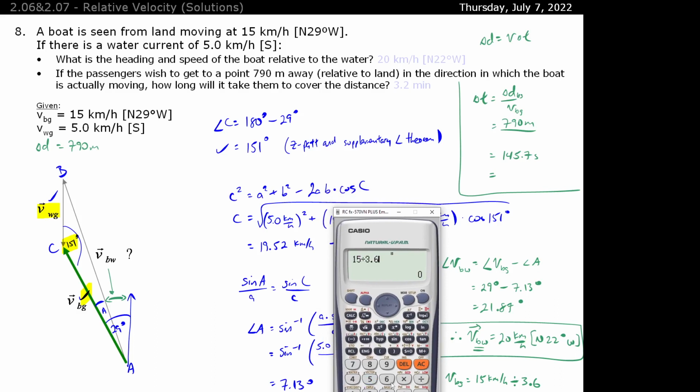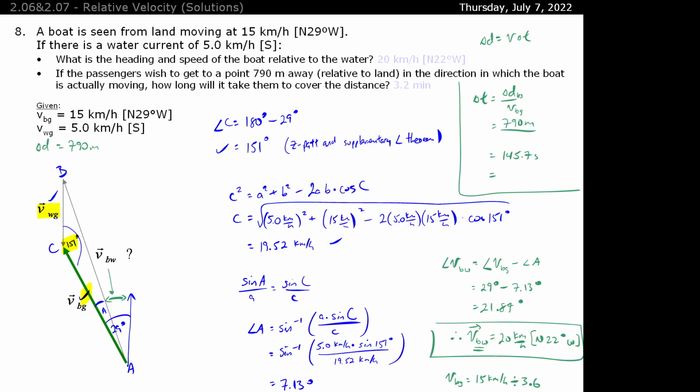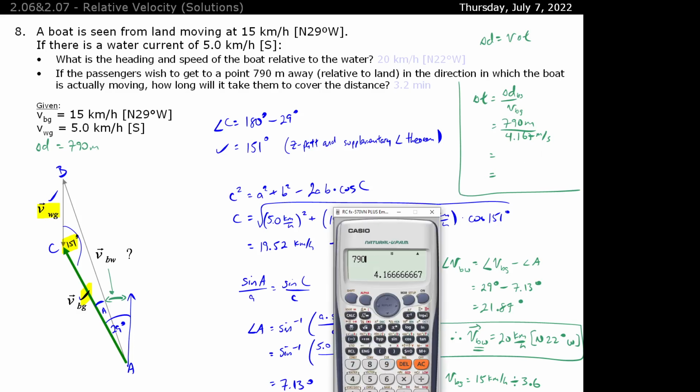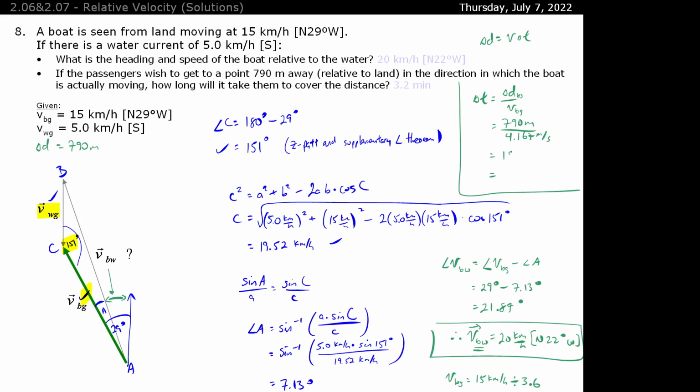15 divided by 3.6 will give you 4.167 meters per second. Sorry, I'm running out of space here. Otherwise, I would have made this a lot more linear. So 4.167 meters per second. And now when we take out our calculator, we have 790 divided by 4.167, and we get 189.58 seconds, which 190 seconds would suffice.